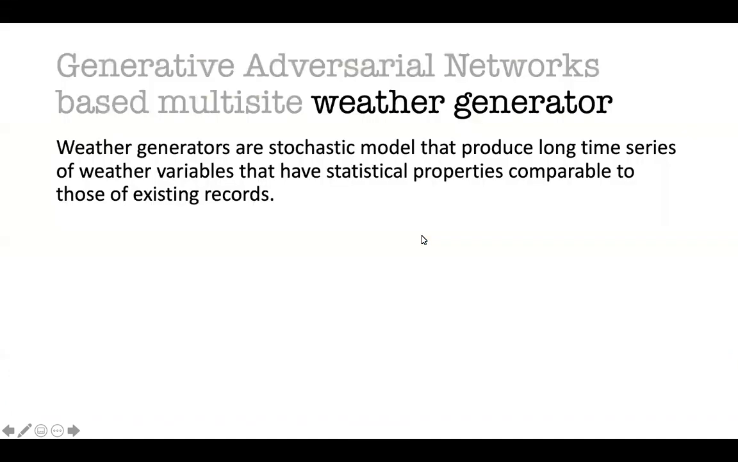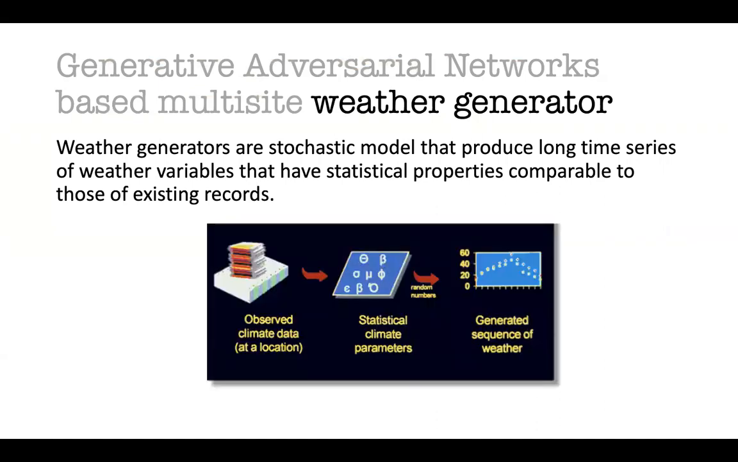To start with, I want to explain the concept of what a weather generator is. A weather generator is a stochastic model that produces long time series. It has a huge application. The overall method is to start with observed data, then apply lots of statistical models, and you can generate lots of weather sequences.